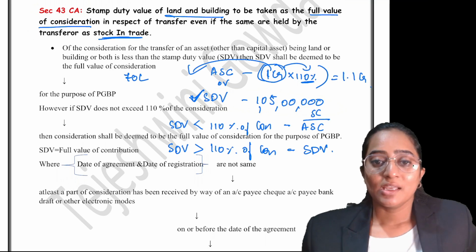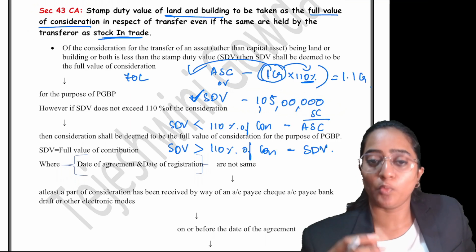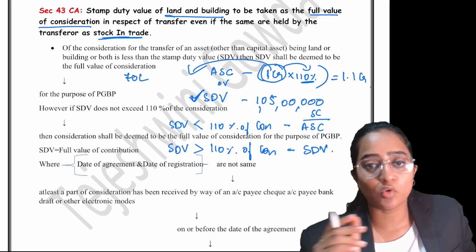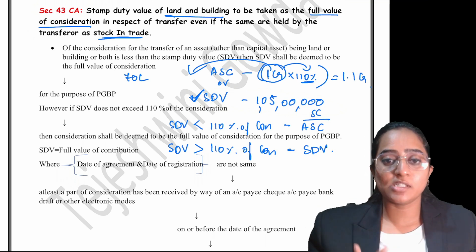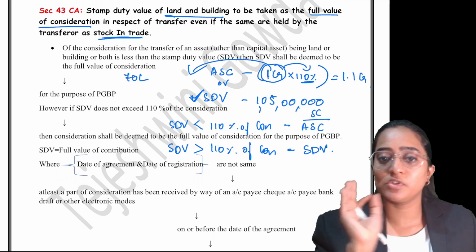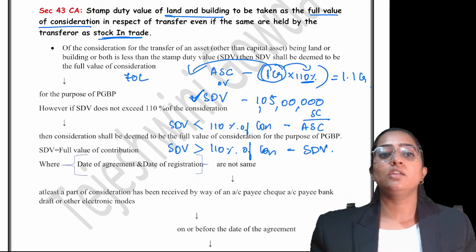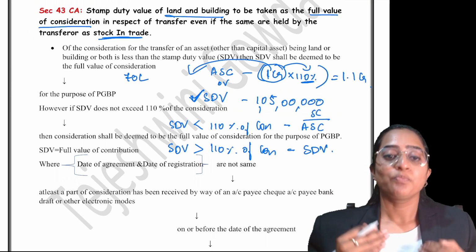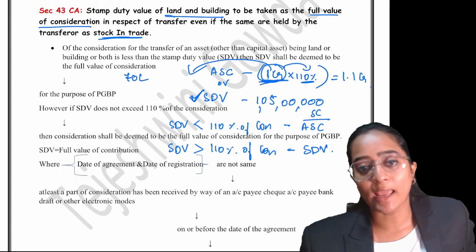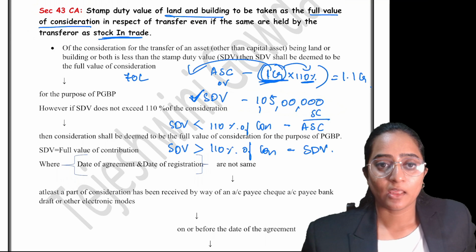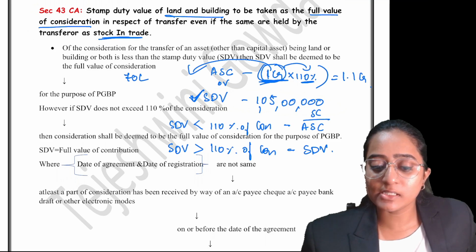Correct? If your SDV is up to or less than 1.1 crore, that is 1 crore 10 lakh, then the department states that whatever transaction you have done is genuine, and you keep that. You just consider your actual sale consideration as the sale consideration, 1 crore only. Clear? This is one point.